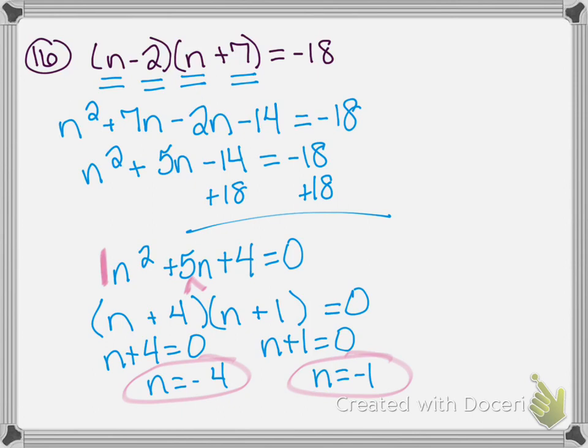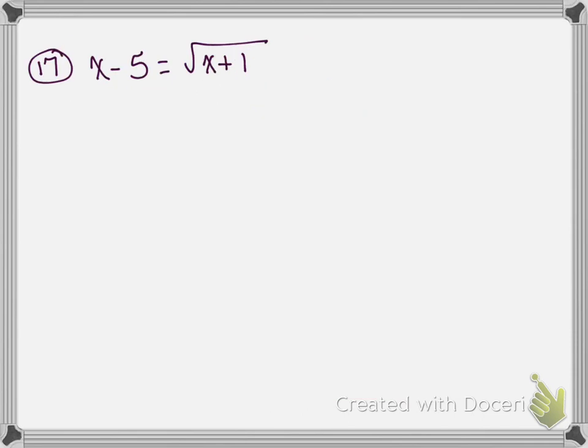Okay, so our last solving problem is x minus 5 equals the square root of x plus 1. So it's very, very important that you look at this radical right here. The radical has got to be by itself. If it's not by itself, you cannot do anything with it until it is by itself. And this is by itself, so we're okay. But that is something that you've got to make sure that's alone before you do anything else. So I've got x minus 5 equals the square root of x plus 1.